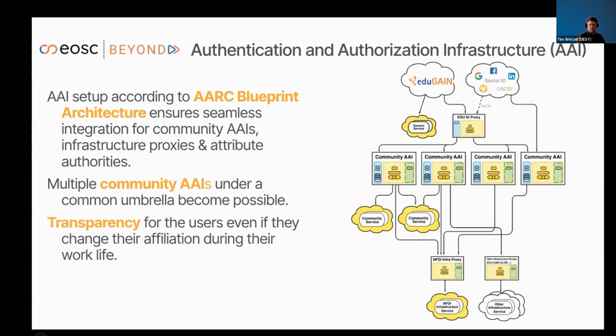So we've set up our AAI, you can see on the right, or this is the NFDI AAI architectural sketch, more or less according to the ARC blueprint architecture, which ensures a seamless integration for community AAIs, of which you can see 4 in NFDI for the different communities, under a common umbrella, which is denoted by this EduID proxy on top. So all of this connected to EduGain, to social IDPs, upstream and downstream to infrastructure proxies or community services directly, which seems complicated, but there's a whole load of transparency for users, so they can log in wherever they want with their home institute's login credentials.